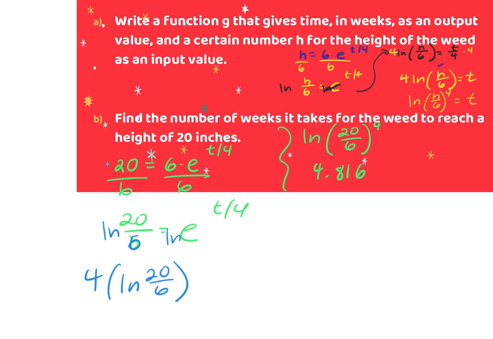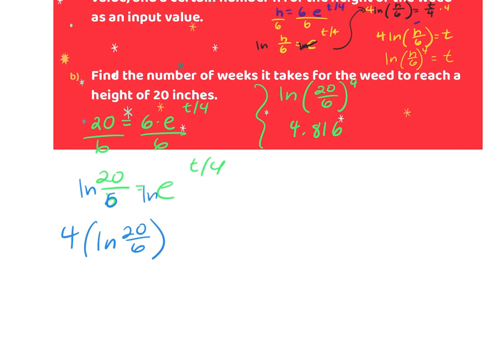Let's try it in the calculator with this guy. You type ln, you got a double parentheses, 20 over 6 to the 4th. Otherwise, if the 4 is on the outside, it finds the ln of this, and then it cubes, and then it raises the 4th power. So this has to be on the inside.